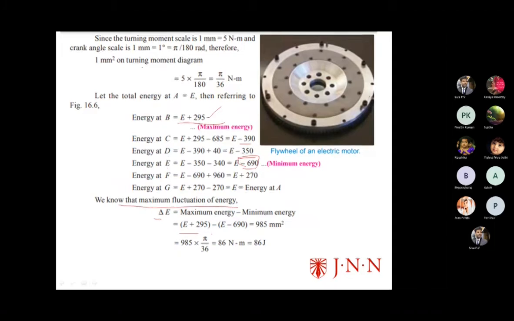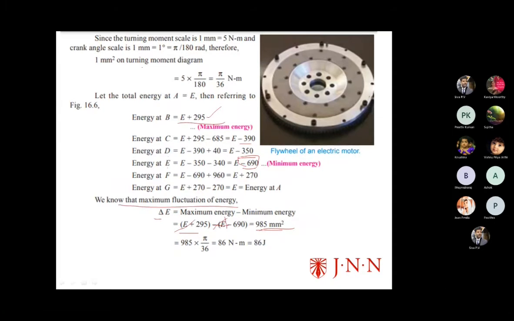After simplifying this, you will get 985 mm square. So plus 295, so minus c, plus c minus c cancel. Then minus into minus gives plus 690. 690 plus 295 is equal to 985 mm square. So the mm square value we found.